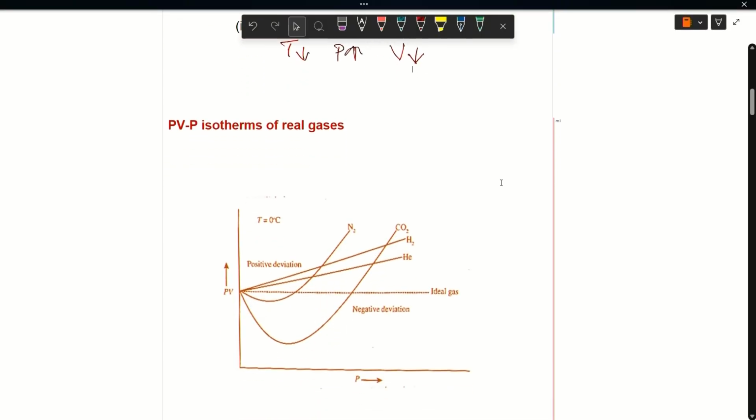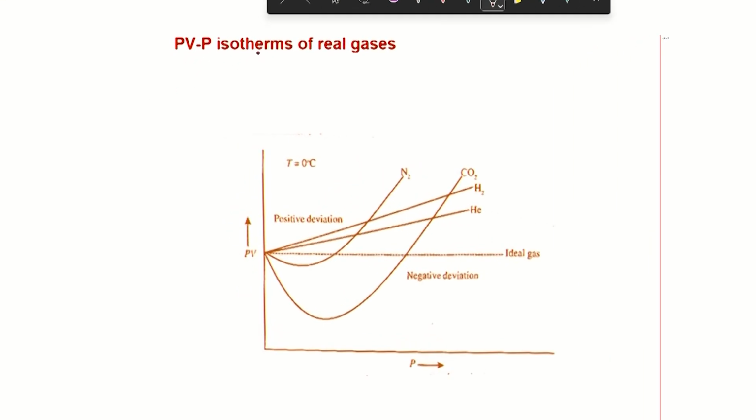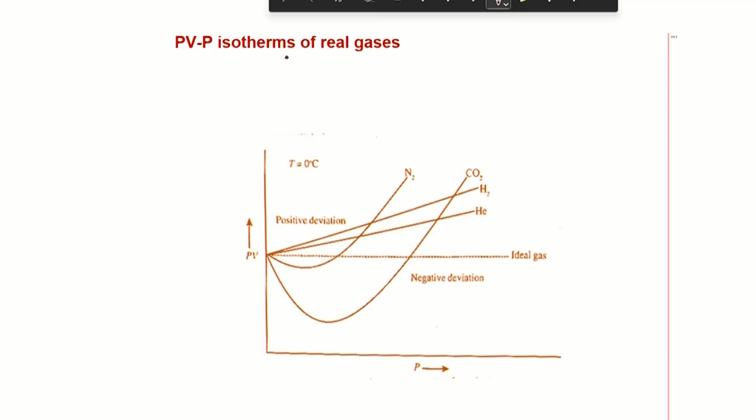The first one is, we are going to plot PV against P. Isotherms means the temperatures are kept constant. The temperature is given, that is T is equal to 273 Kelvin, that is 0 degree Celsius. You can see that this is for the gases nitrogen, carbon dioxide, hydrogen and helium.